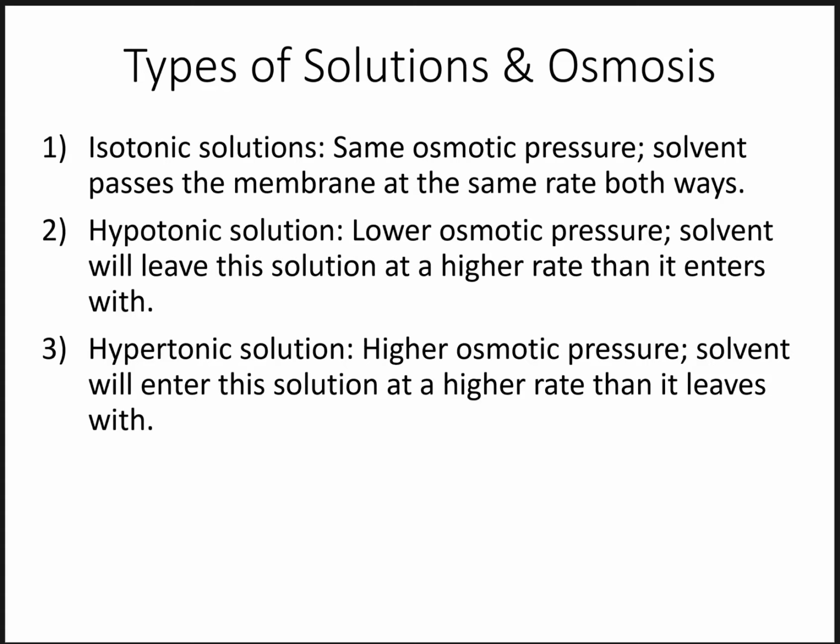A hypotonic solution has a lower osmotic pressure, so solvent will leave the solution at a higher rate at which it enters. And so what a hypotonic solution causes is a blood cell to implode if we're not careful. A hypertonic solution is just the opposite. We have a high osmotic pressure, and solvent will enter the solution at a higher rate in which it leaves.